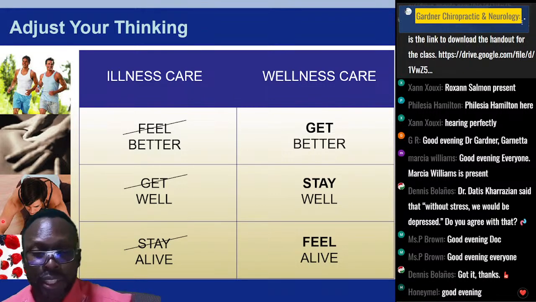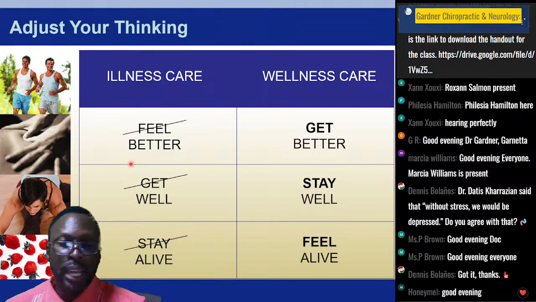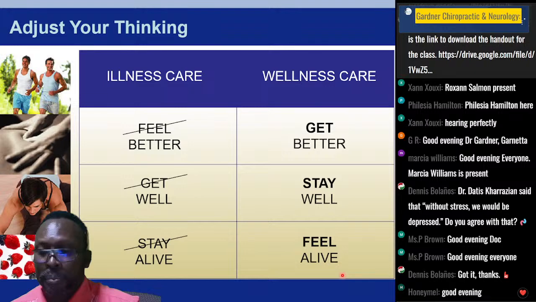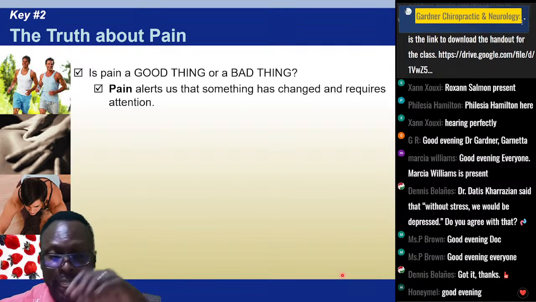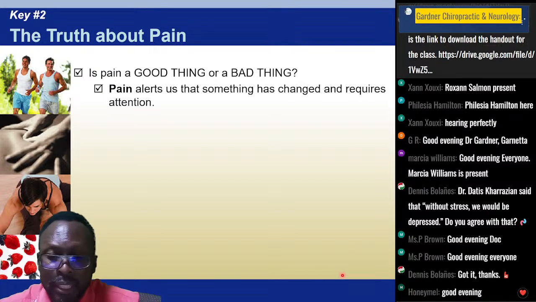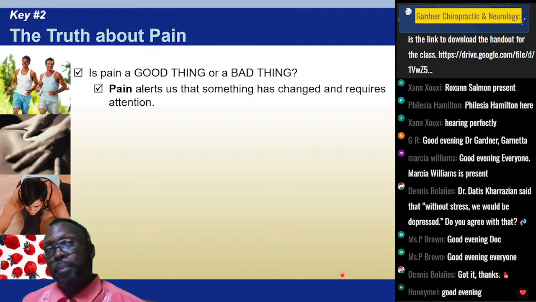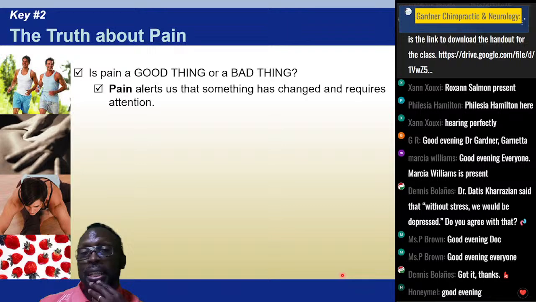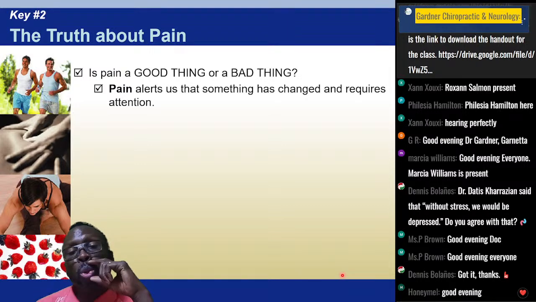All right, let's continue because we're doing well, but we need to get to the end here. Now, is pain a good thing or a bad thing? Well, there are things about pain that's interesting. One of them is that pain has a purpose. But another thing is that pain is not totally reliable.